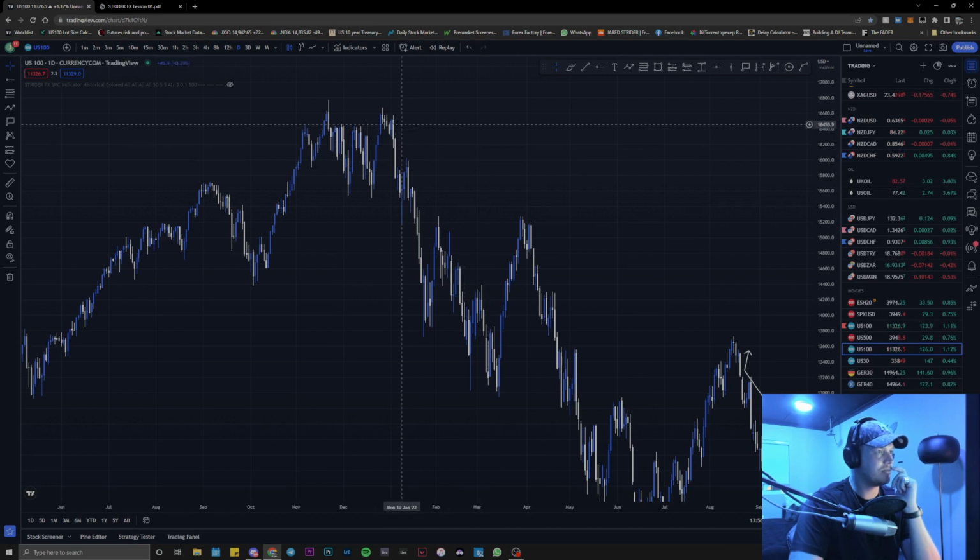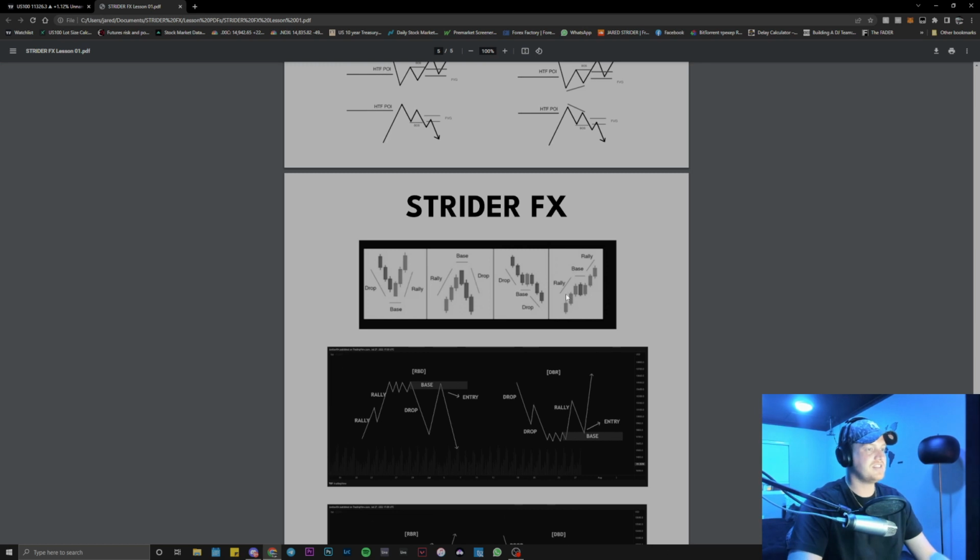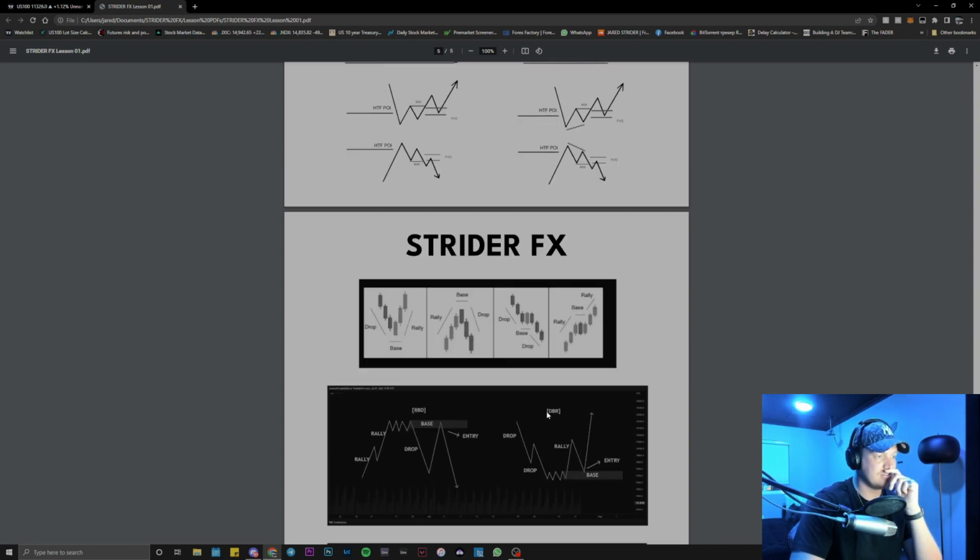Let me find another example. The drop, the base, the drop. So we can see drop, base, drop. And then obviously there's the rally, base, rally. So that's part of market structure as well, and finding order blocks, points of interest, etc. So if you're confused as to why I'm finding order blocks at 71%, sometimes it's a drop-base-drop, rally-base-rally. It's not always a spark up, spark down sort of situation.